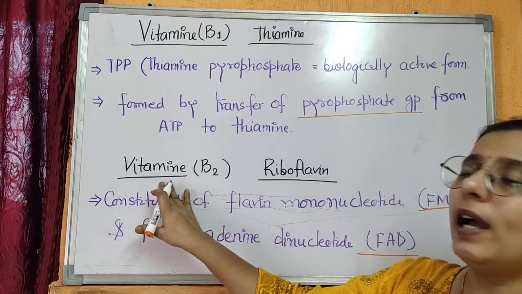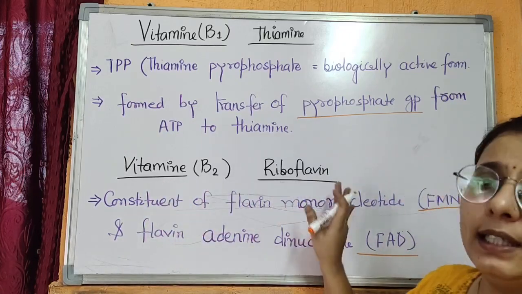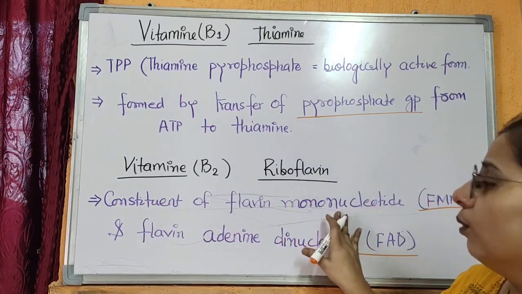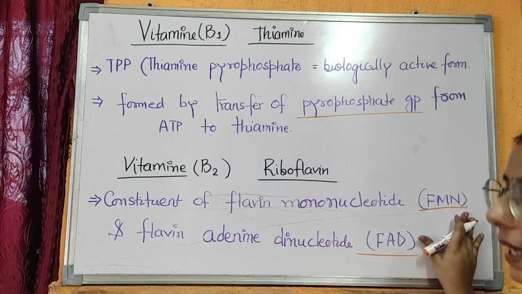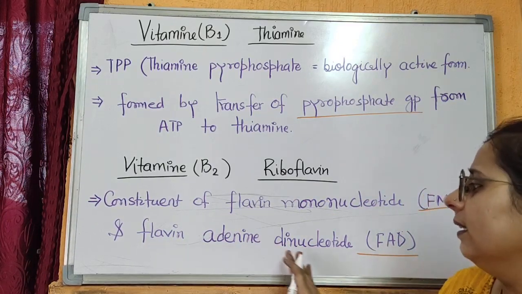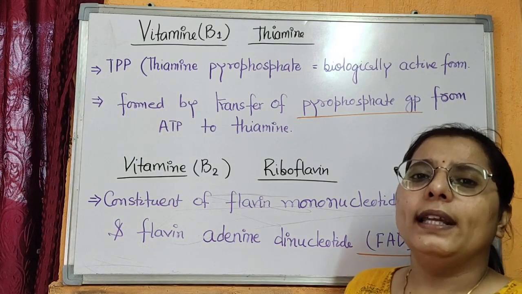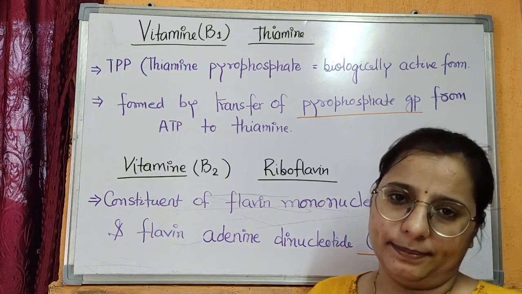The second one is vitamin B2. It is also called riboflavin and it is the constituent of flavin mononucleotide, in short FMN, and it is also a constituent of flavin adenine dinucleotide or FAD, the two energy currency molecules in a biologically active organism.